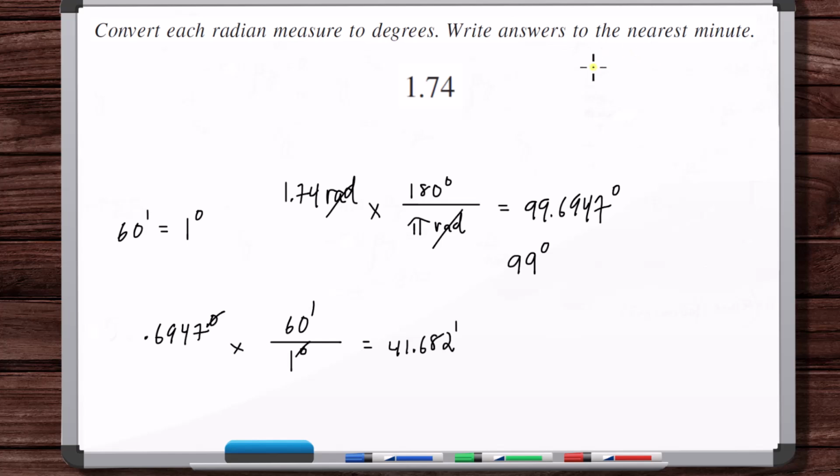But they just want the answer rounded to the nearest minute. So rounding this to the nearest minute, 42 minutes. So 99 degrees, 42 minutes. So 1.74 radians is 99 degrees, 42 minutes.